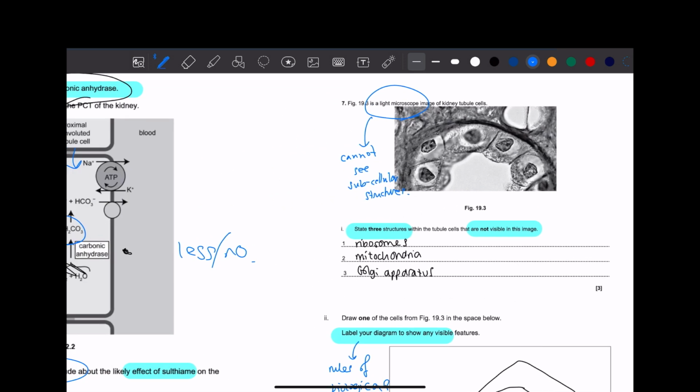Now, moving on. This is a classic, man. Honestly, this normally comes up, to be fair, on paper 3 and stuff, but it comes up on paper 1, 2 as well.